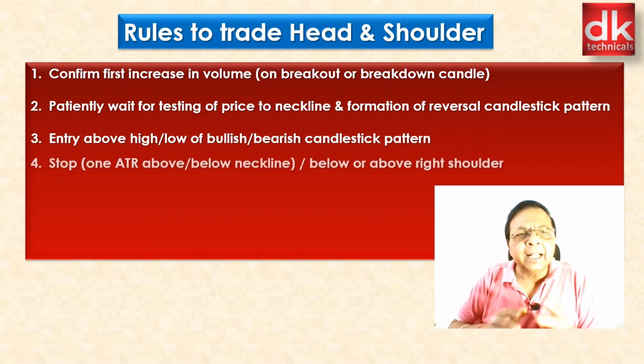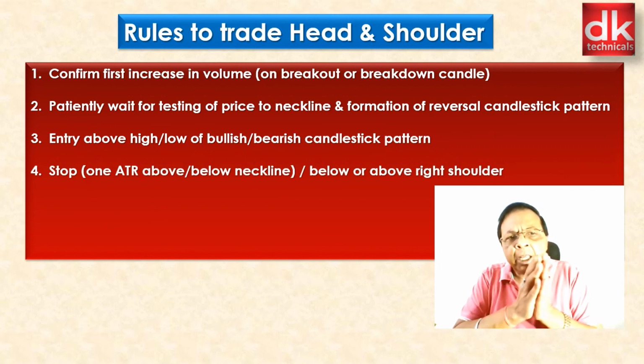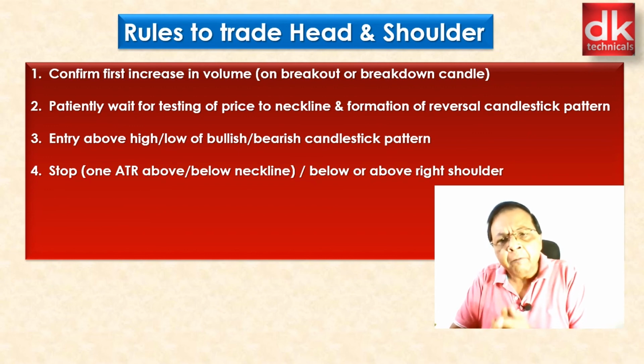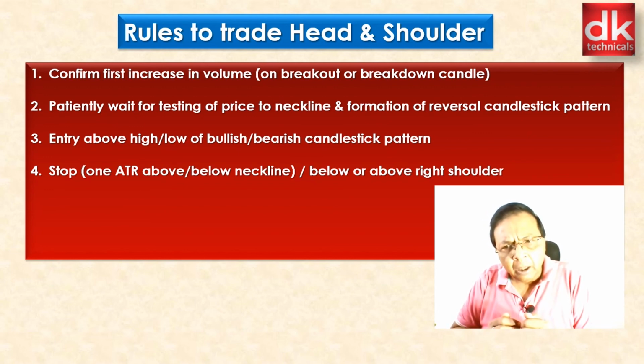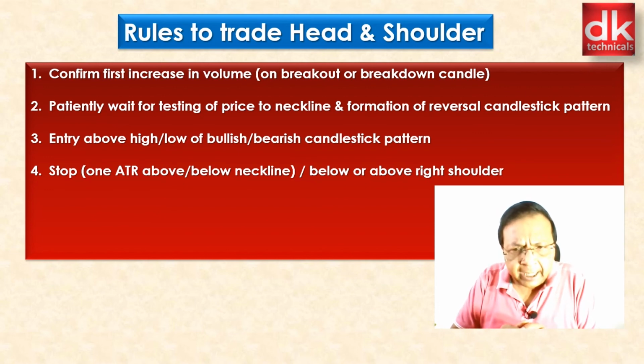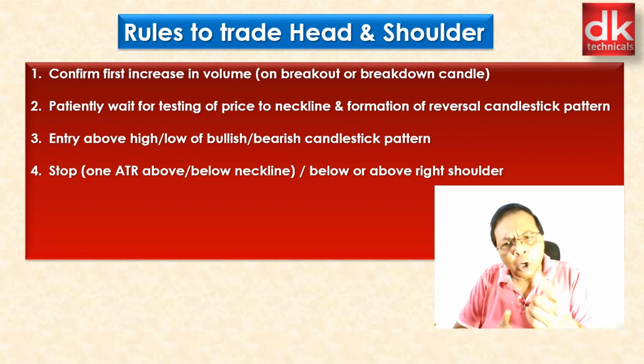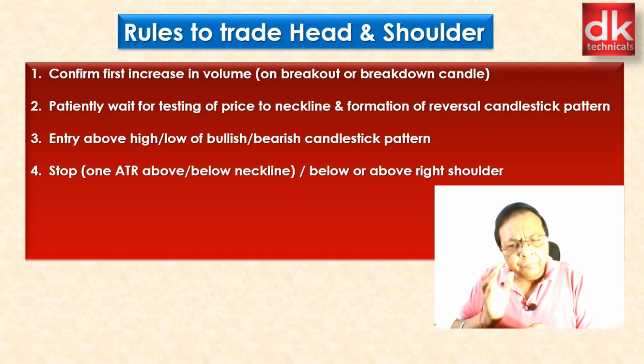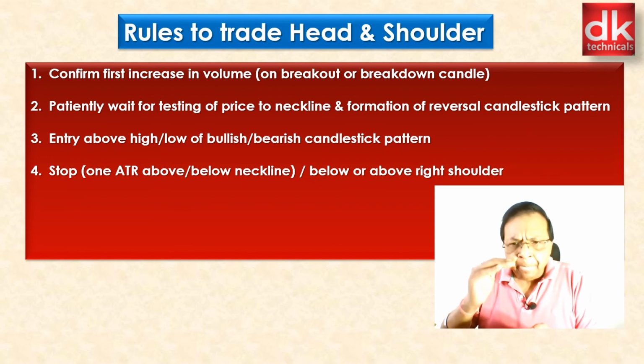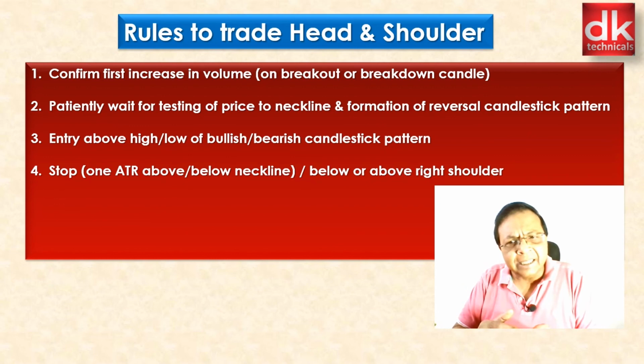And friends, another thing to keep in mind is that the stop loss could be 1 ATR above or below the neckline when we are waiting for retesting of the neckline and then initiating the trade. And if we are initiating the trade immediately after the breakdown or breakout has taken place, then the formation of the right shoulder becomes the base. The stop loss should be below the right shoulder or above the right shoulder as the case may be.